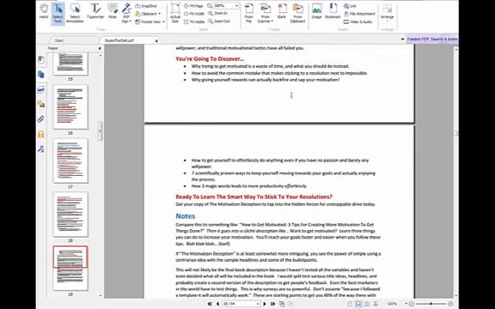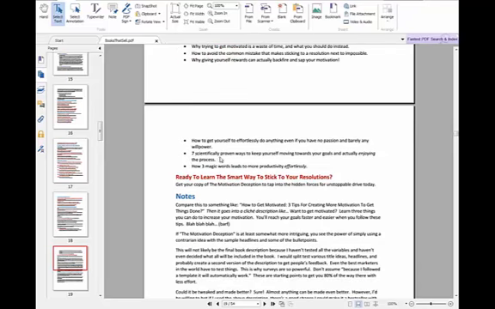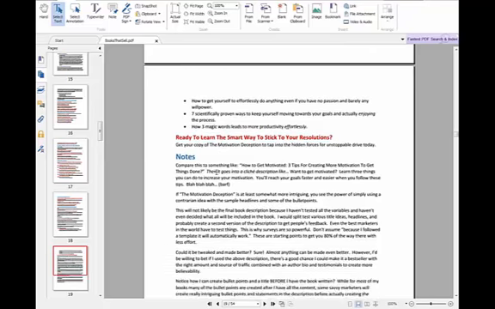Okay? And then you're going to discover, then I go into some bullet points. Why trying to get motivated is a waste of time, what you should do instead. 7 scientifically proven ways to keep yourself moving towards your goals and actually enjoying the process. How 3 magic words leads to more productivity effortlessly.